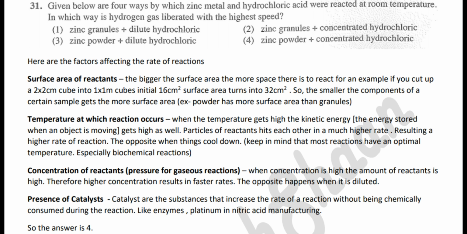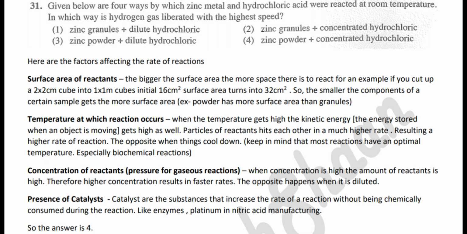Keep in mind that most reactions have an optimal temperature, especially biochemical reactions, as in after you get over some limit of temperature, the reaction speed slows down. Then concentration of reactants and pressure for gaseous reactions. When concentration is high, the amount of reactants is high. Therefore, high concentration results in faster rates. The opposite happens when it is diluted.